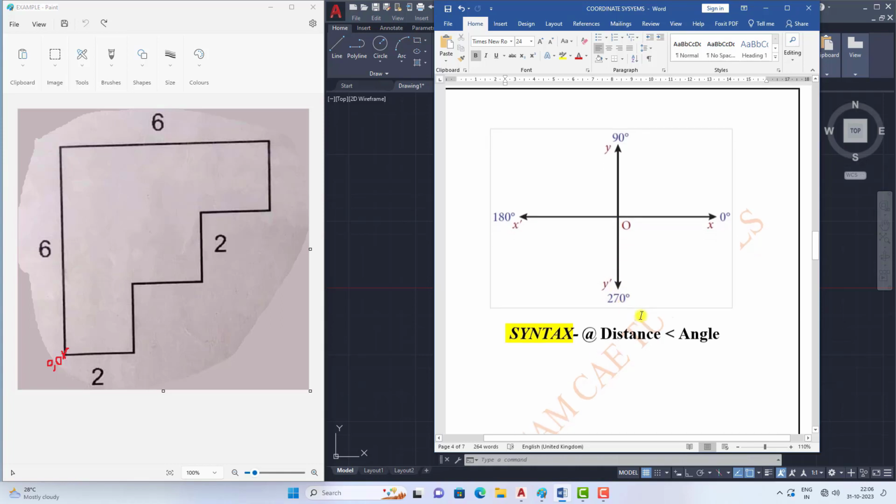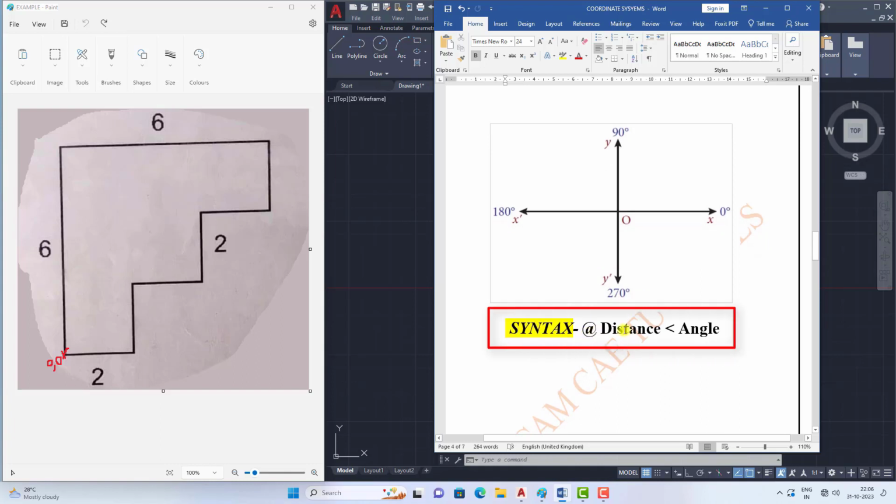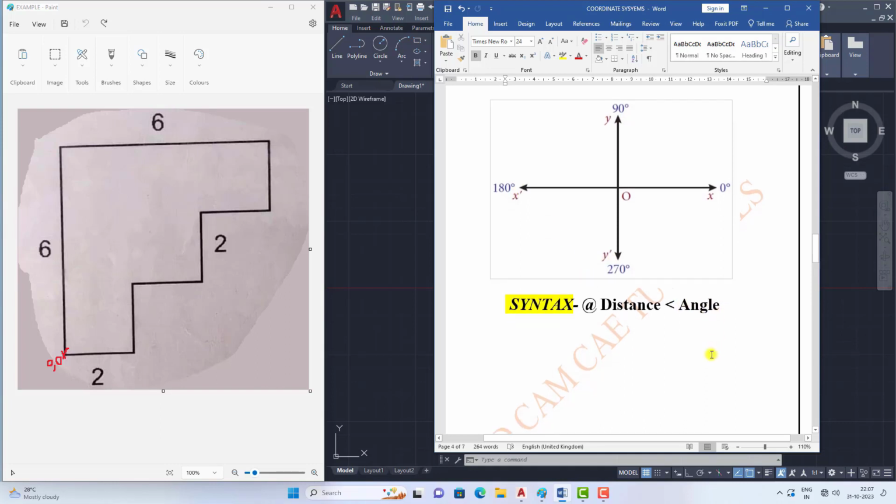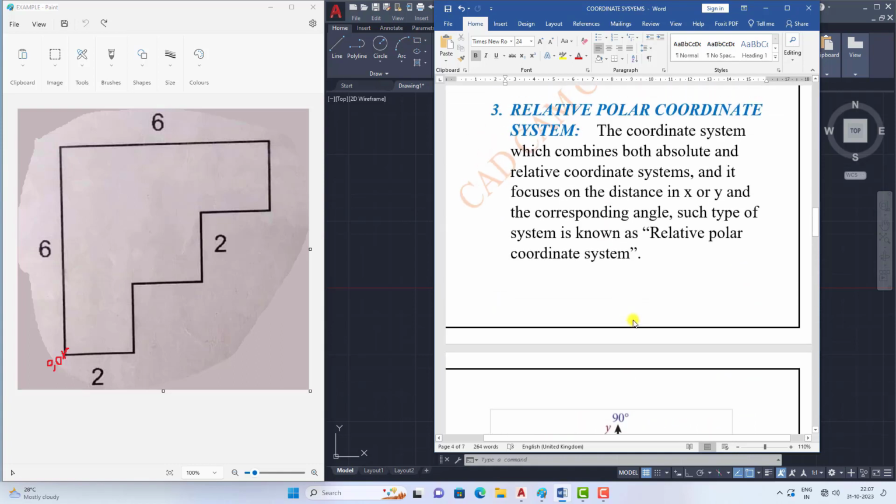So the syntax you need to follow here is @distance, less than symbol, and then you give the corresponding angle, see, in the x direction, in the y direction, and in the negative x and negative y directions. So you need to use the corresponding angles to complete the drawings by using this relative polar coordinate system.